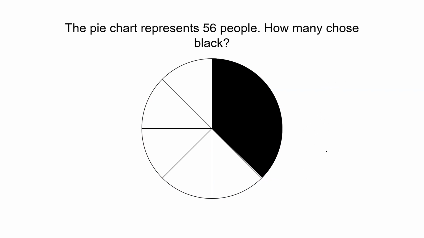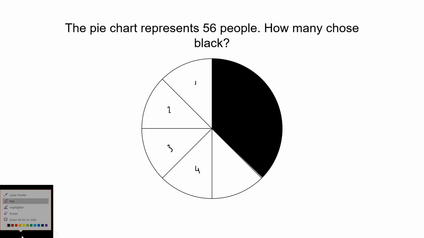What about this one? A pie chart represents 56 people. How many chose black? So let's have a look. If we just cover up this part of our circle and have a look just at this half, our circle is split into 1, 2, 3, 4. Okay, so we've got 1, 2, 3, 4. So that means that there's also 4 sections on this side.